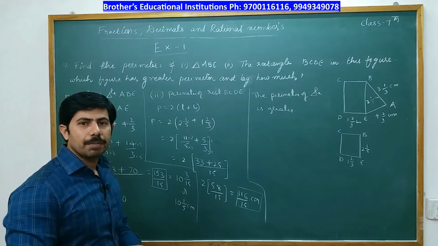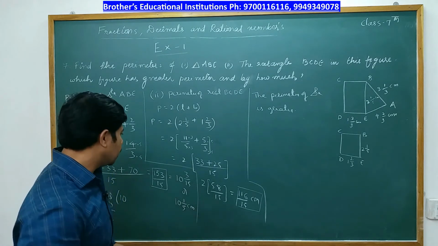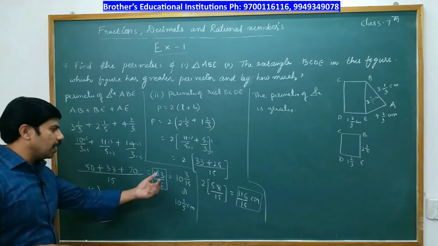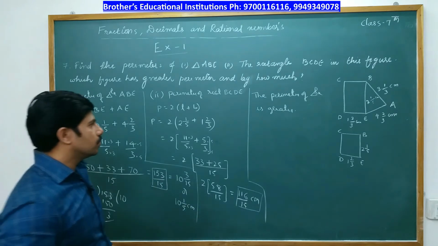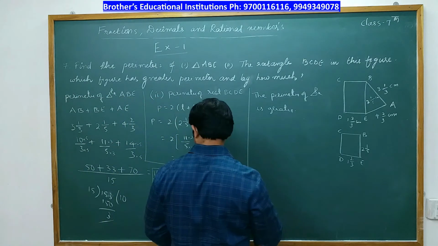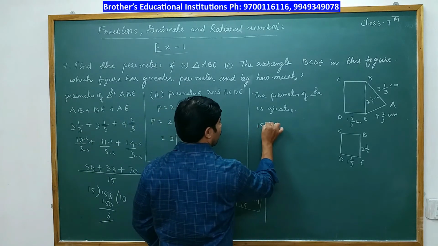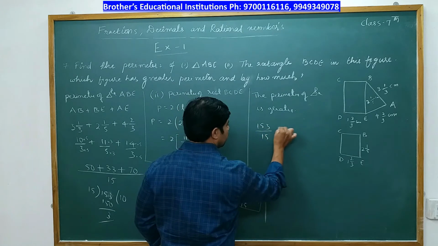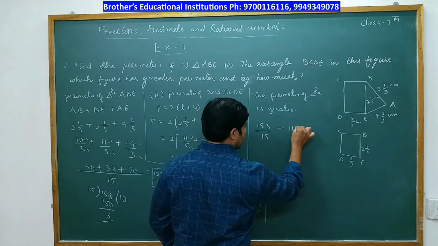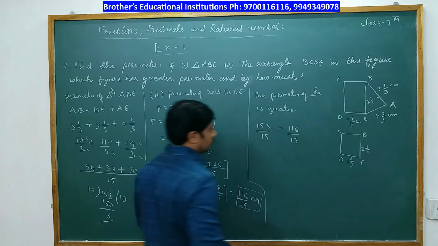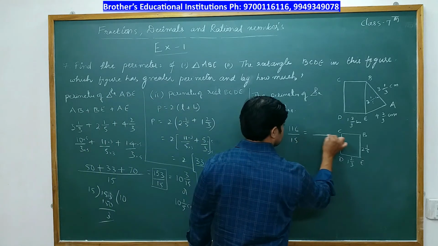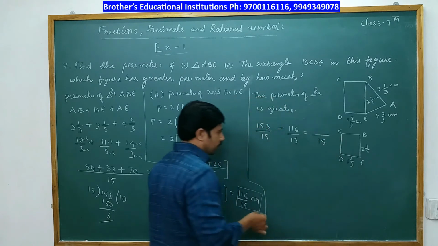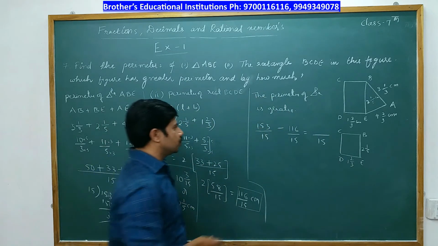Just subtract both the perimeters. That means perimeter of triangle minus perimeter of rectangle. By how much it is greater means just subtract those two. That is 153 by 15 minus 116 by 15. As we have the common denominator 15, write the denominator 15 and just subtract these two.